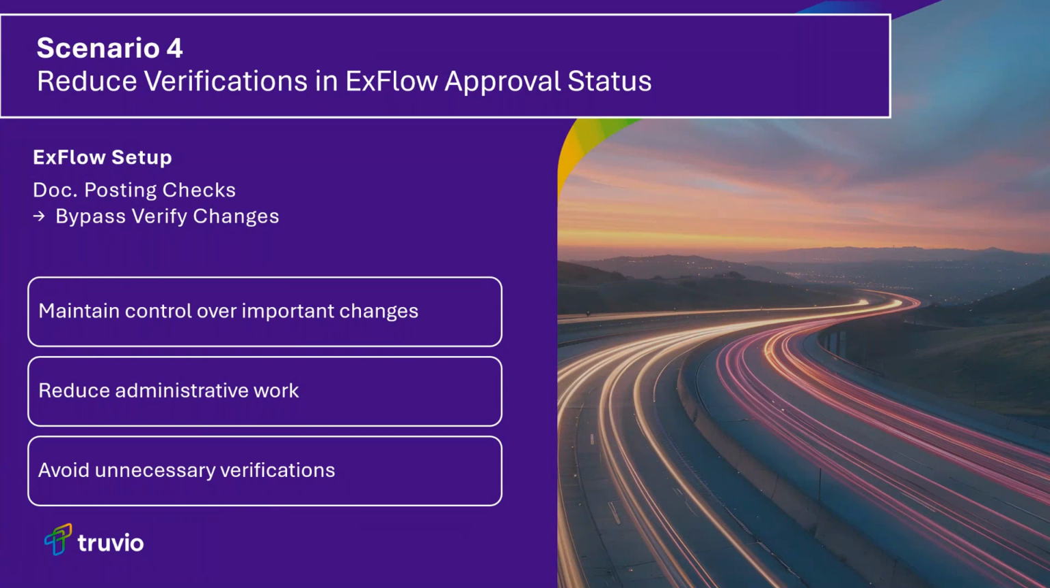So you can decide which changes should automatically bypass verification and which changes should still require your control. So instead of having every change lead to manual verification, certain changes are automatically accepted, while your team can focus on the important changes or high risk changes or exceptions and so forth. So this means less manual work, fewer clicks, and then faster workflows.